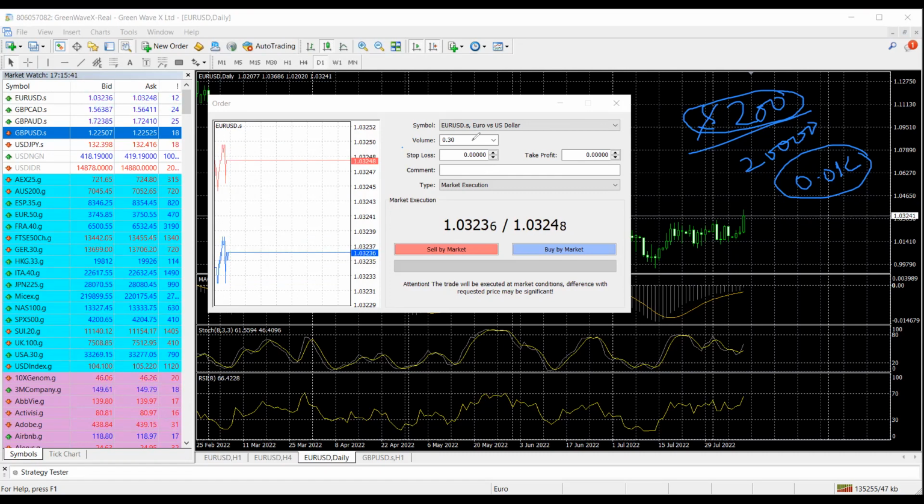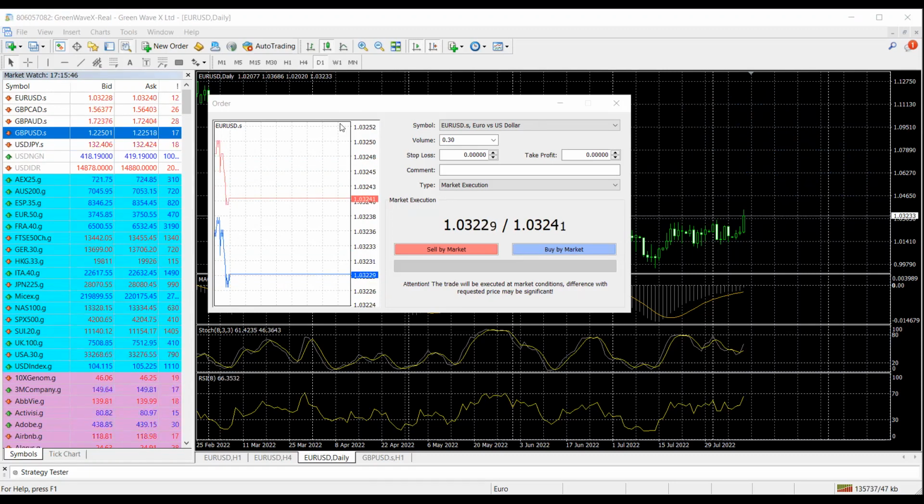Another way to do that is to risk a fixed amount instead of just using 0.01 on all, because if you use 0.01 lot for all of your trades, the risk and the profits therein are going to vary. It's definitely going to vary.